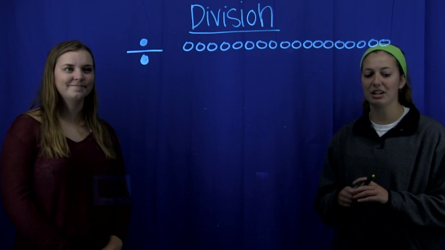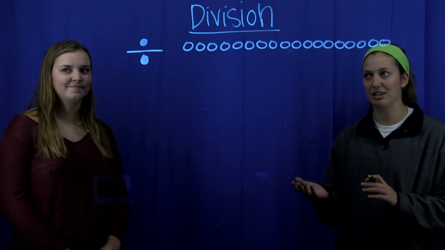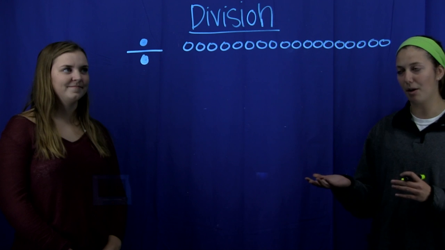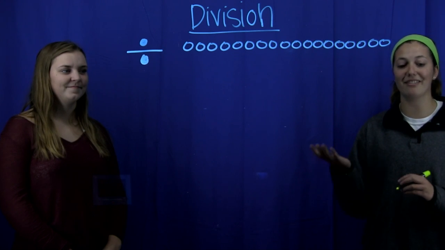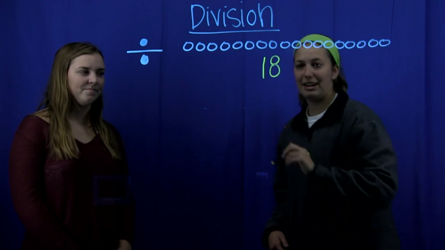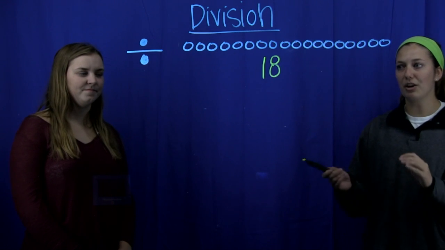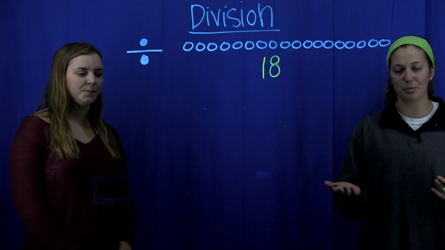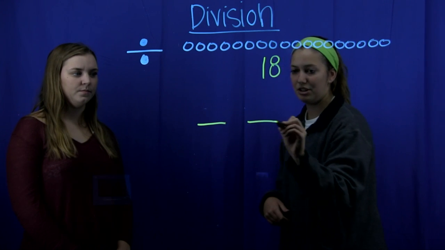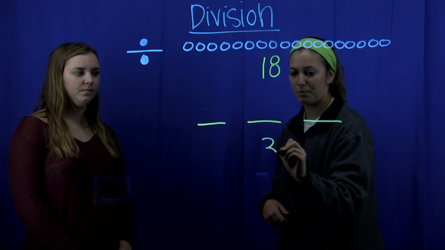The first thing that we need to know in a division problem is the total number of objects. For this problem, our objects are bubblegum balls, and we have 18 of them. So our total number is 18. Now we also need to know the amount of groups that we will be dividing them into, and that number is 3. So we have 1, 2, 3 groups.